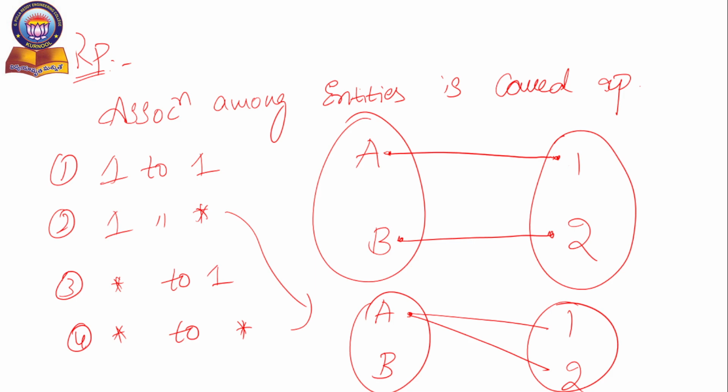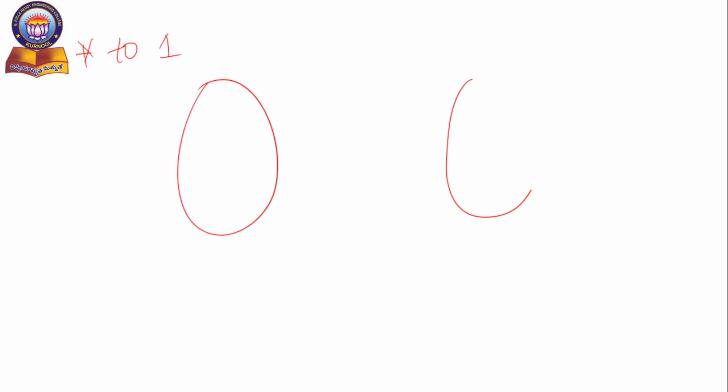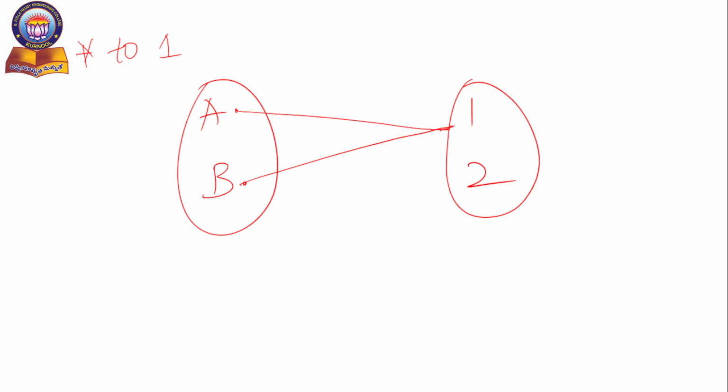Next, move to the third one, many to one. Let's consider two subsets, A, B, 1, 2. Here, many entities of the one set are related to only one entity of the second set.